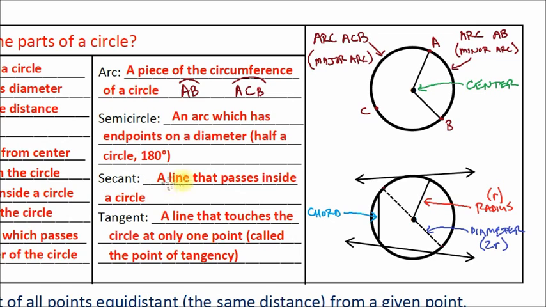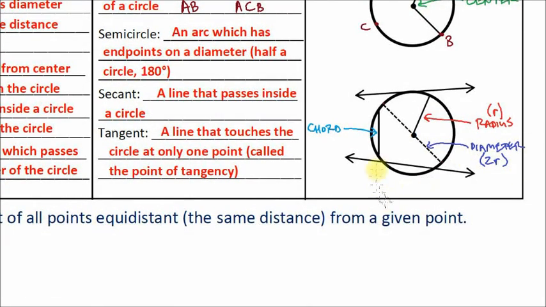A secant is a line that passes inside a circle. So this line right here, this is called a secant. Notice the difference between a secant line and a chord: a chord stops when it hits the circle. A secant passes right through the circle and continues in both directions. So it's a line and not a line segment. And then the last one, tangent, is a line that touches the circle at only one point. And this point is called the point of tangency.